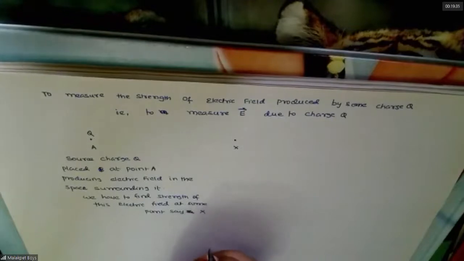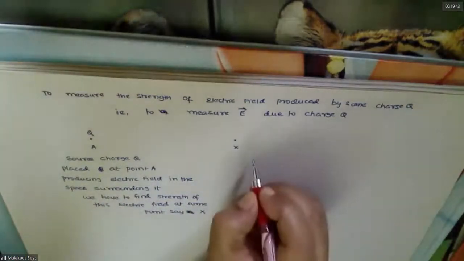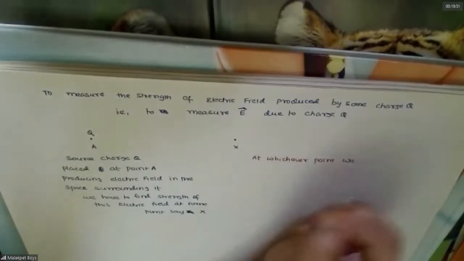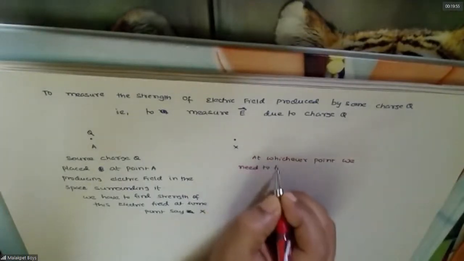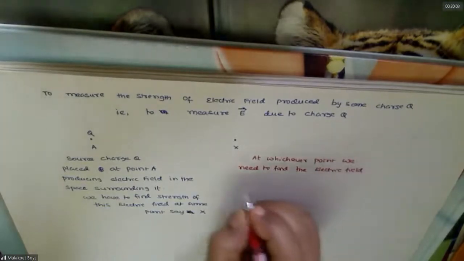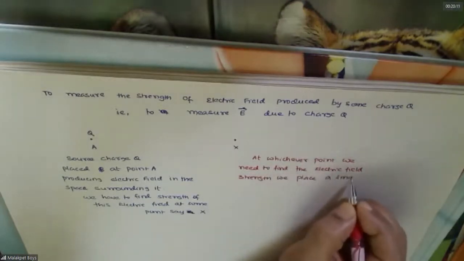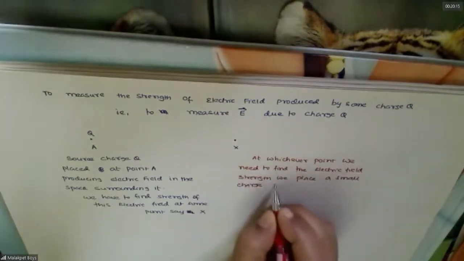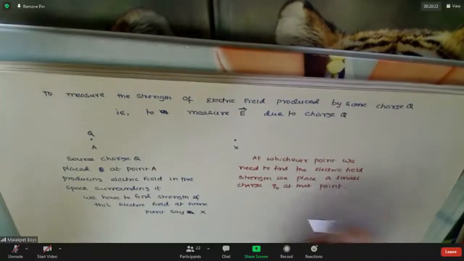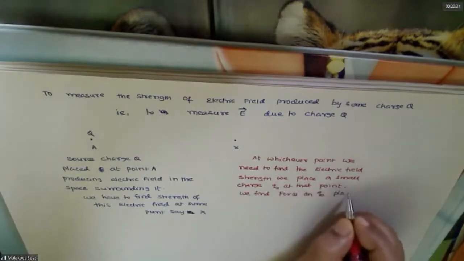So here what we'll do, wherever we need, at whichever point we need to find the electric field strength, we place a small charge Q naught at that point. Okay, we find the force on Q naught due to Q.